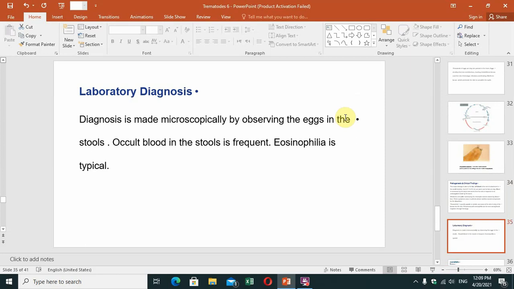Laboratory diagnosis is made microscopically by observing the egg in the stools.